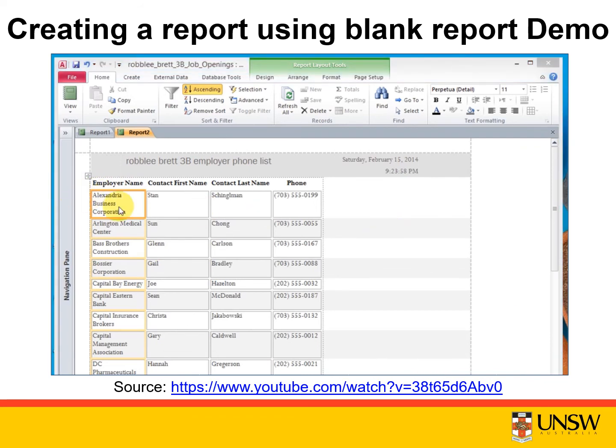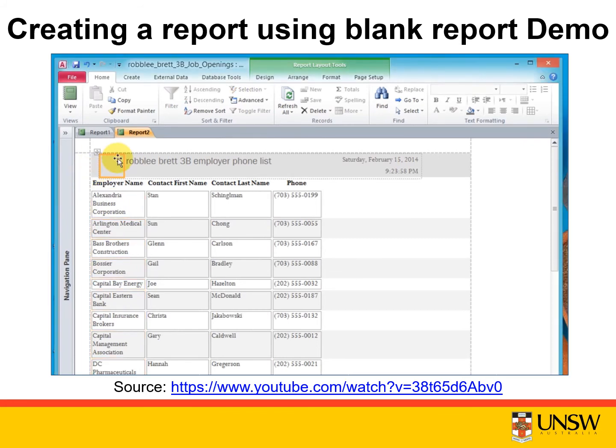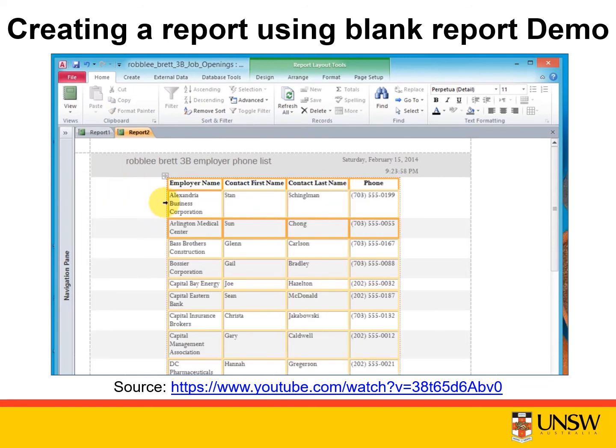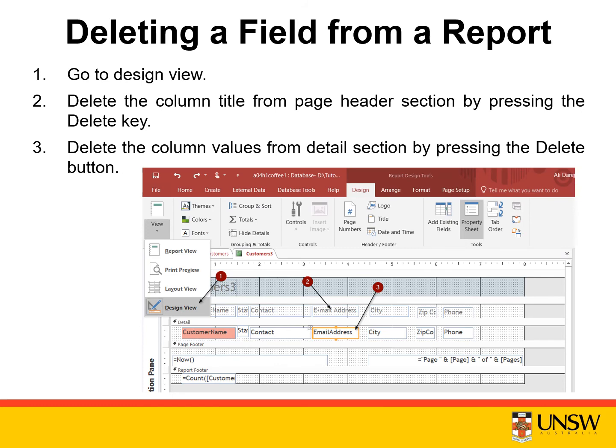Then notice the layout selector here. If you have something else selected, this is the wrong layout selector, so you'll want to click inside the body of the report and then drag it down and to the right and try to center it between the two margins. When you want to delete a column from your report, since each column has a title in the header section and content in the details section, don't forget to delete both by pressing the delete key.